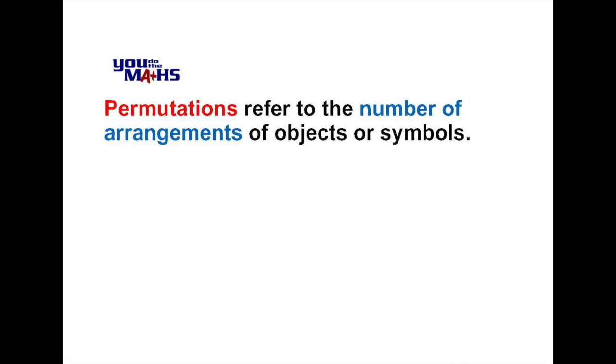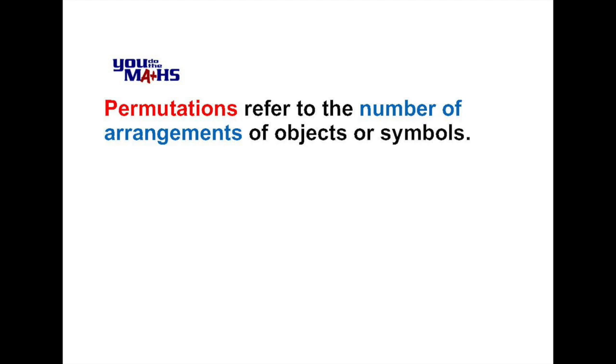In this video we're going to have a look at permutations and factorial notation. So first of all, permutations are defined as the number of arrangements of objects or symbols. So what we'll have a look at first of all is some possible ways to interpret number of arrangements and whether or not they are permutations.